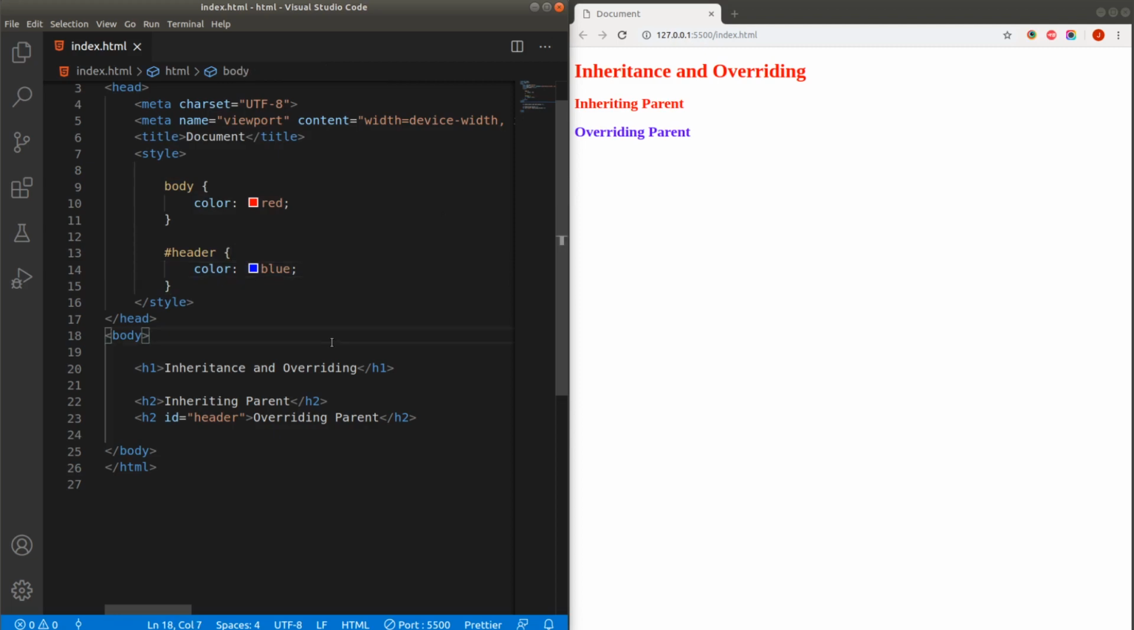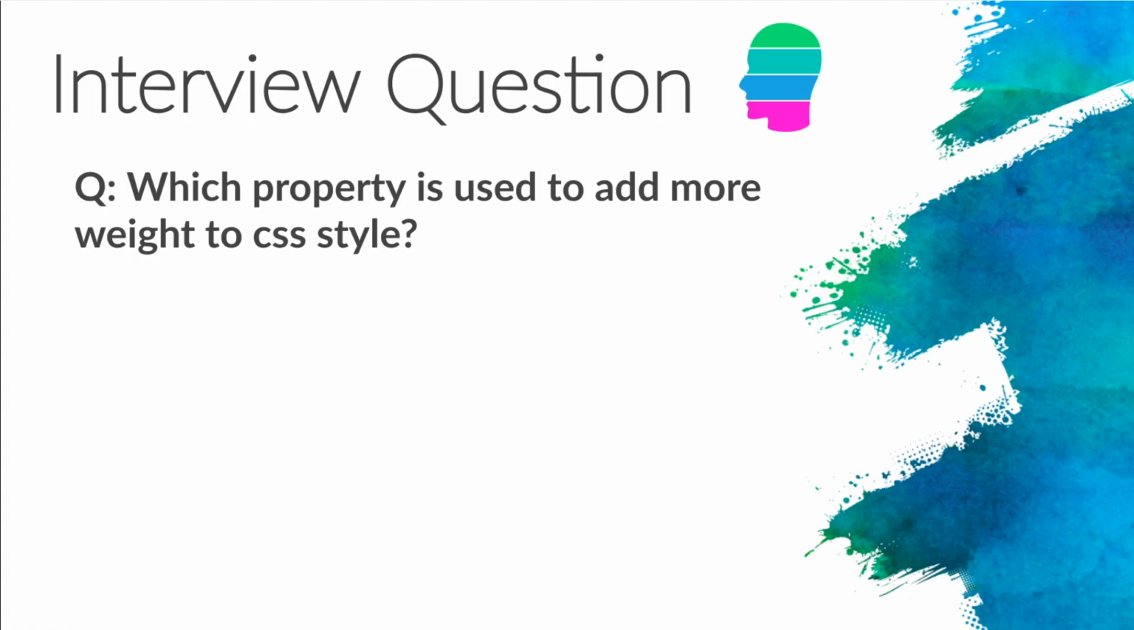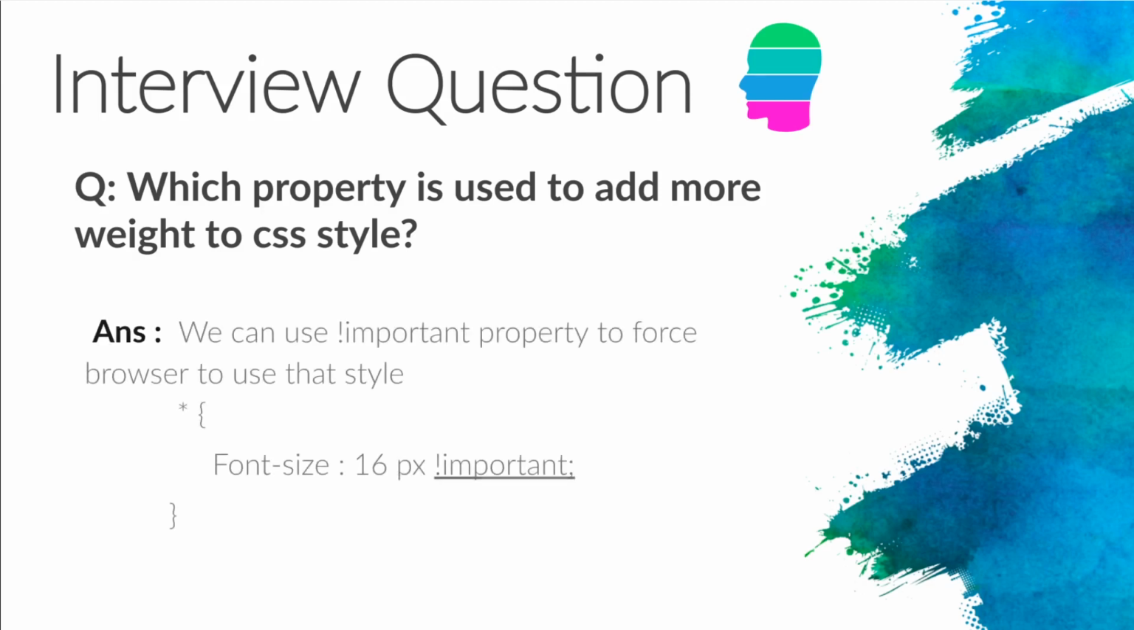So friends, that's it for understanding inheritance and overriding, and it's time for the interview question. The question for today's tutorial is, which property is used to add more weightage to a CSS style? Wait, is there such a property? Yes, there is a property called the important property. If you specify important in front of any CSS style, then it adds more weightage to your CSS style. What do I mean by that? It just increases the dominance of your CSS property for that particular element over others, and you have to specify the important attribute at the end of your CSS style before the semicolon.